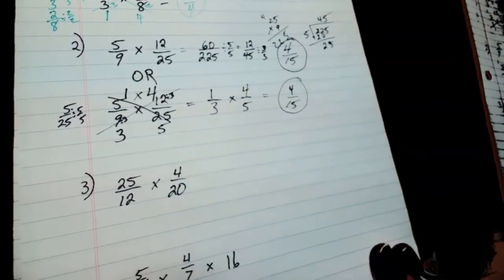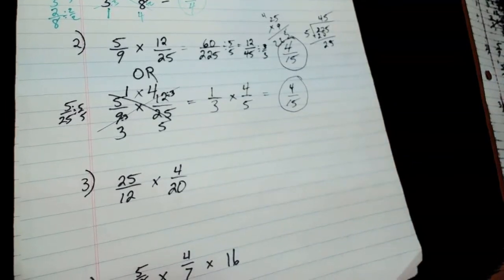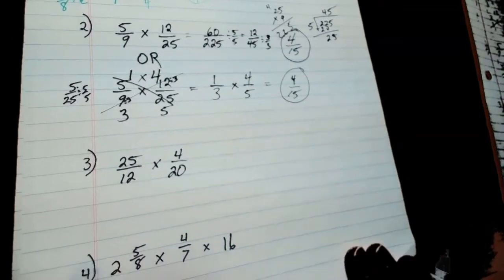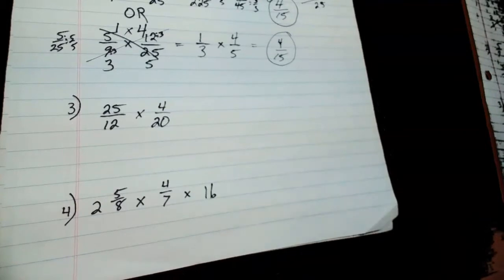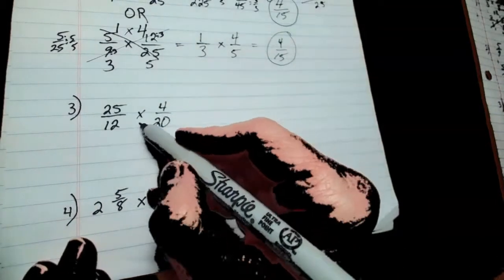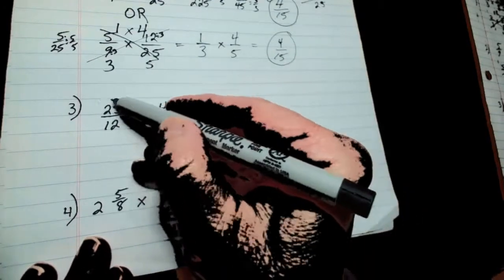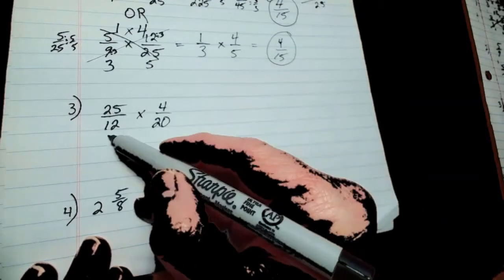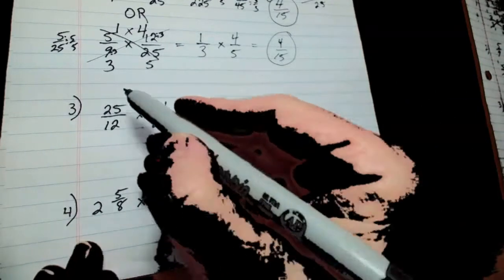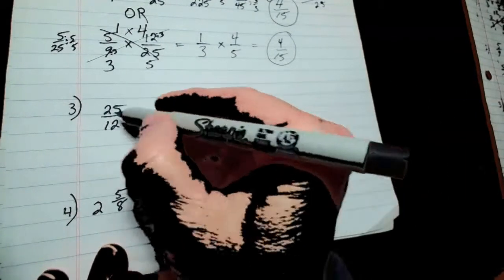Let's look at number 3. This is 25/12 times 4/20. I don't want to do all this long multiplication, so I'm going to look for some cross-canceling opportunities. I only can do a pair. Sometimes I can do this pair and not this pair. That's okay. So I'm going to look at my 25 and my 20.